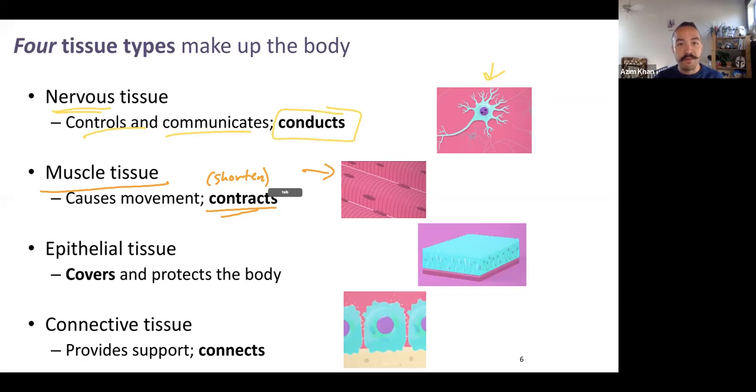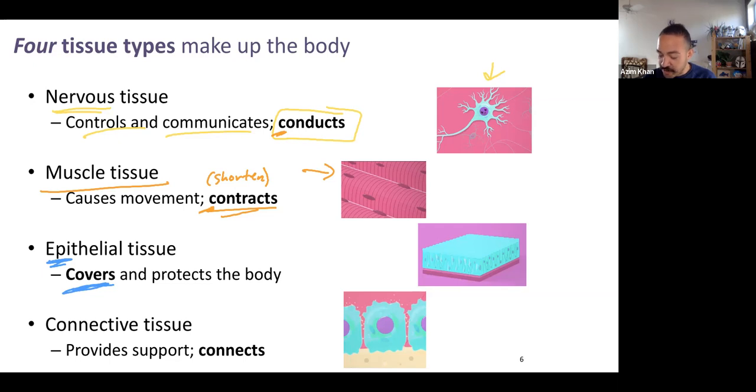So we're following our alliterative mnemonic here. C is for conduct for nervous tissue. C is for contract for muscle tissue. Muscle tissue contracts. What we'll be focusing on in this chapter are epithelial and connective. Epi means on top. So epithelial tissue is for covering and protecting. Whether it's the surface of our body, our skin, or even the linings of our tracts, they cover and protect our body in some way.